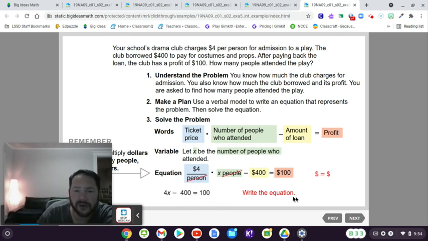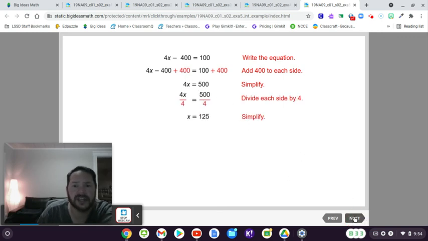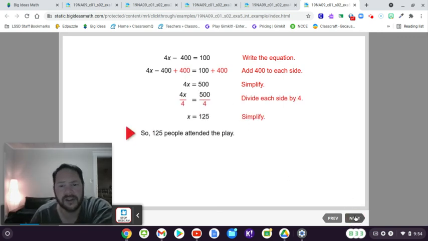So to solve it, I add 400 to each side, and you end up getting 4x equals 500 because this 400 disappears over here. Then divide by 4, and you end up getting x equals 125. Therefore, 125 people have to attend the play.